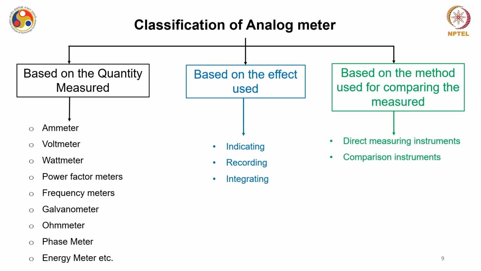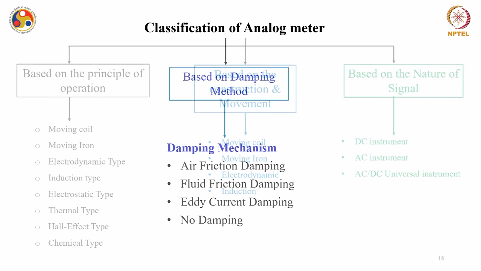Based on quantity, we have seen a number of devices like ammeter, voltmeter, wattmeter, galvanometer, ohm meter, and so on. Based on the effect used, there were three different analog meters: indicating instruments, recording instruments, and integrating instruments. Based on the method used for comparing, we have seen that we have a direct measuring instrument and a comparison kind of instrument, and then we have categorized them under these heads.